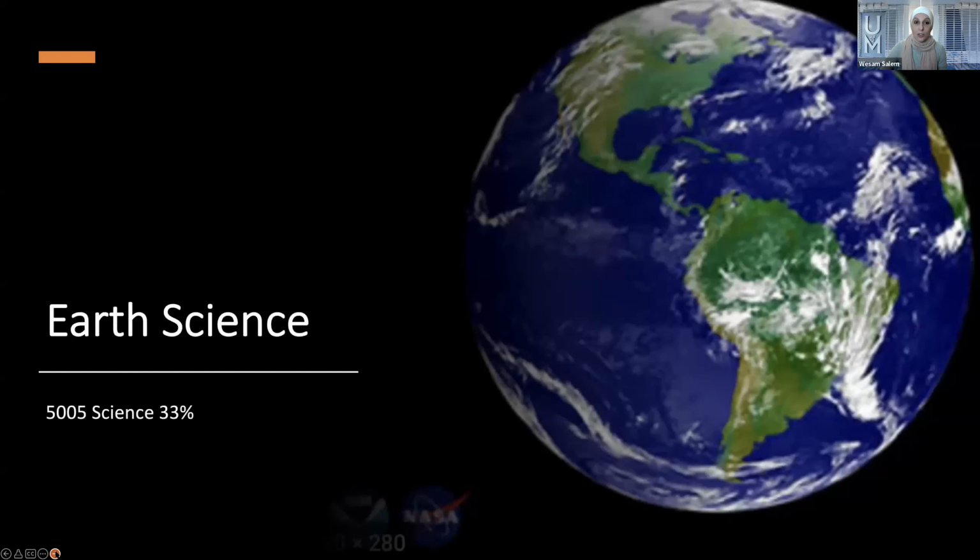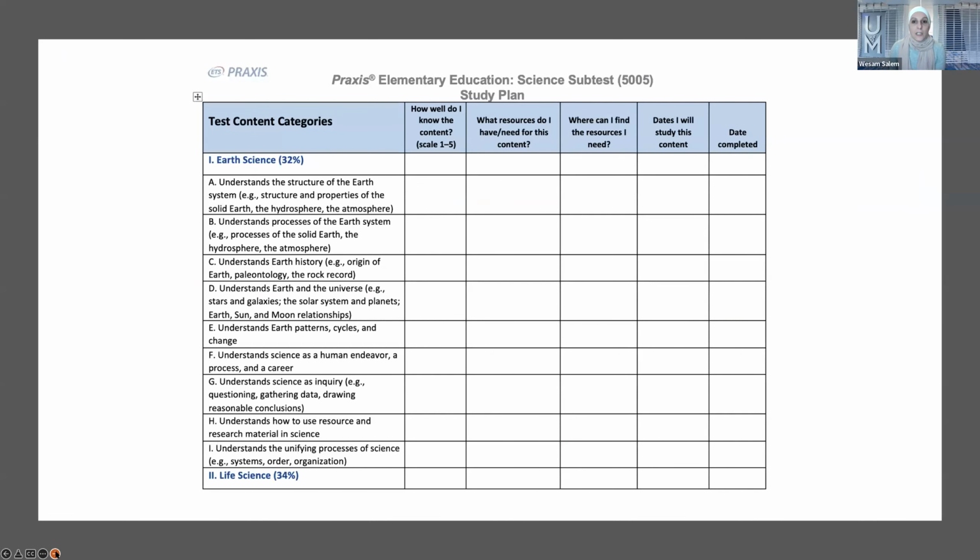And we will get into the first category, which is earth science. I'm going to go over the content for earth science, and then some questions, then life science, some questions, and then finally the physical science. So this is the science subtest study plan.